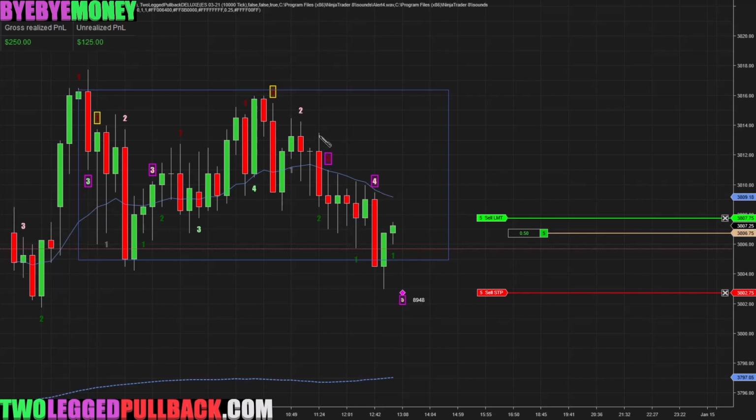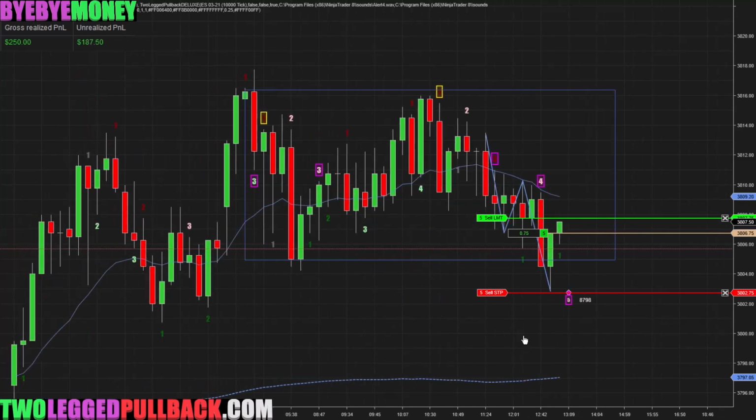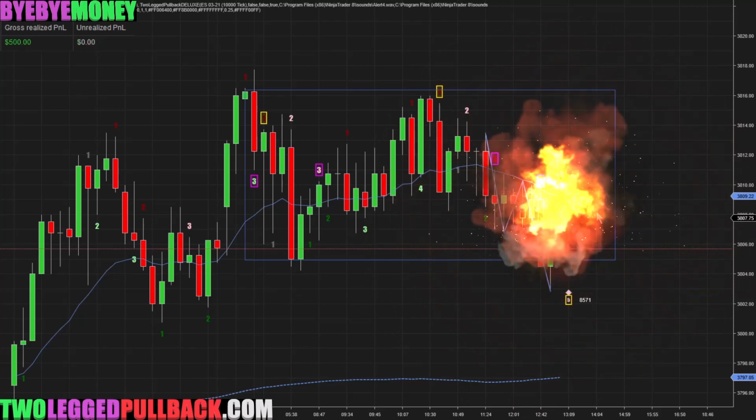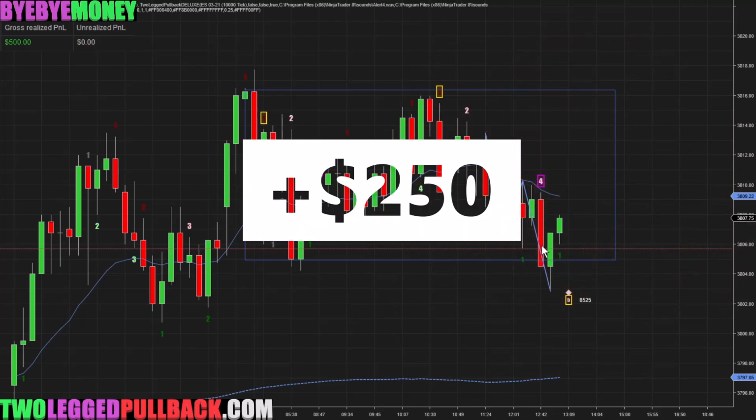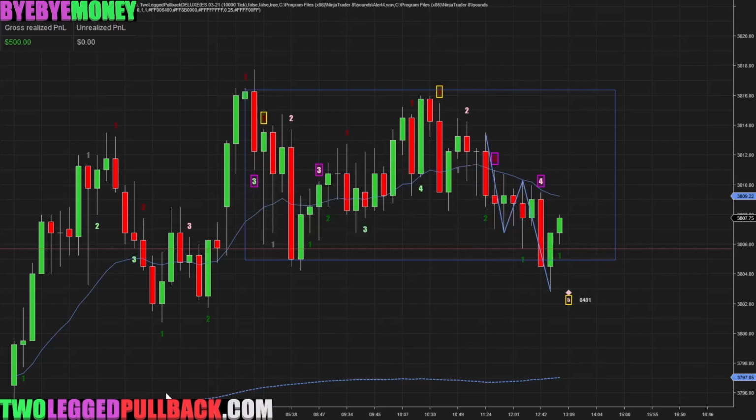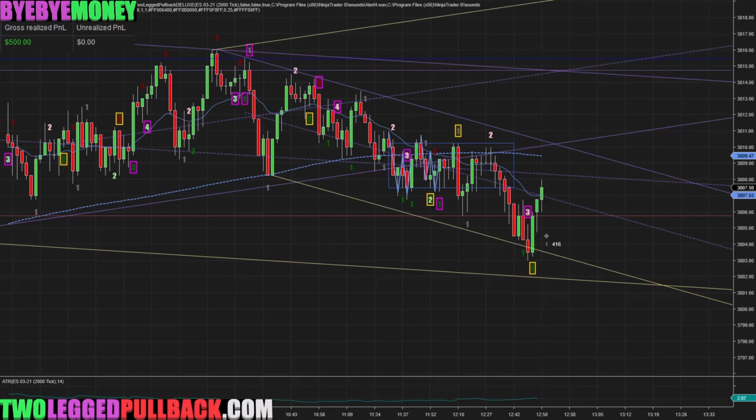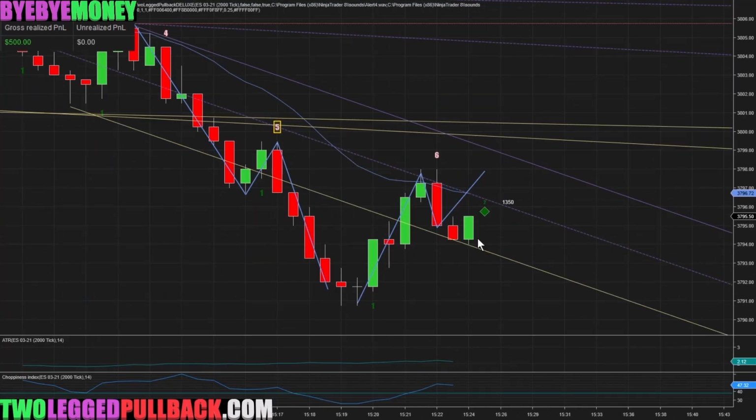Actually looks like this. A, B, C, and then two-leg pullback. The bottom of this range, this box. Most of the day has been choppy, so we assume the rest of the day will be choppy. Beautiful signal bar right off the bottom of this trading range here. That was a 10K chart. Potential two-legged pullback here.